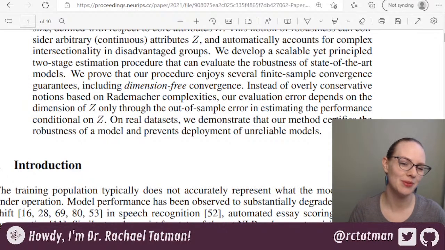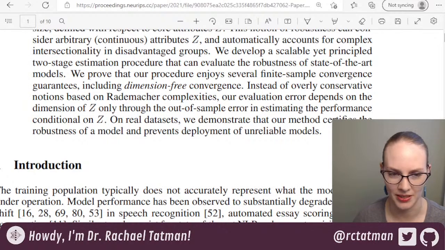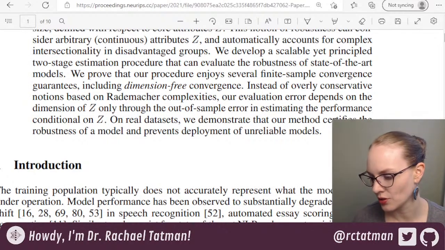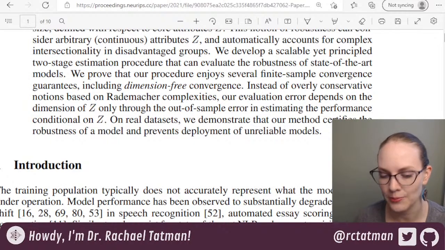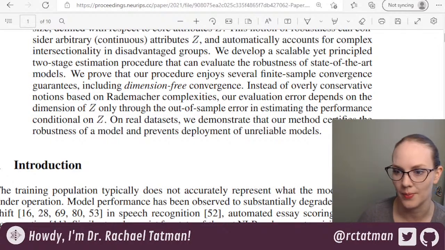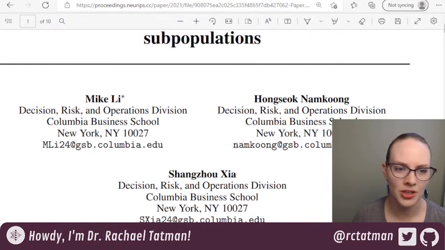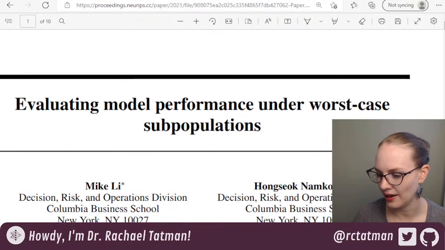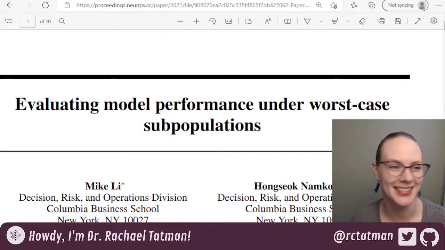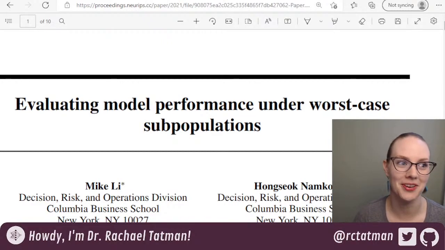On real data sets, we demonstrate that our method certifies the robustness of a model and prevents deployment of unreliable models. So this is just basically a method to capture when some subpopulation of the population of interest is not being modeled well. So, interesting paper. Always nice to have mathematical guarantees of things, particularly in machine learning.